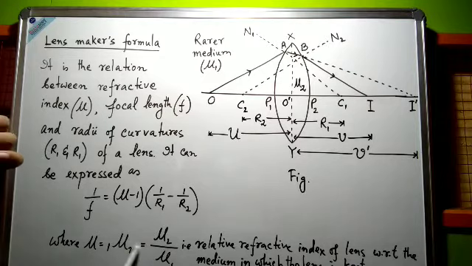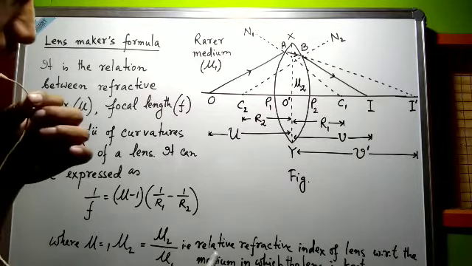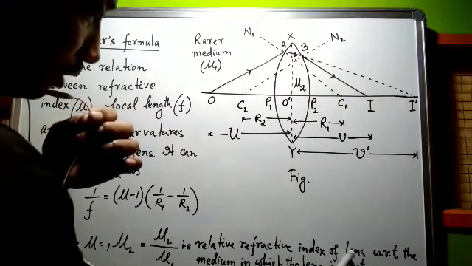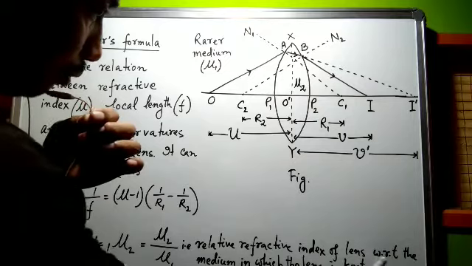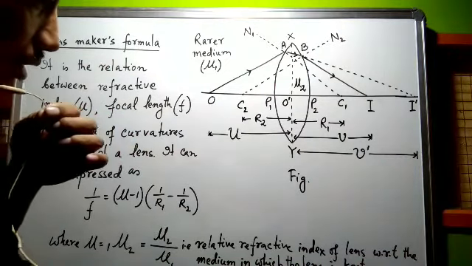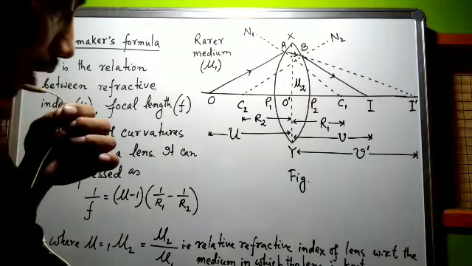It can also be expressed as the absolute refractive index of the lens, that is mu2, divided by the absolute refractive index of the rarer medium, that is mu1. So this mu, or mu21, may be read as the relative refractive index of the lens, that is mu2, with respect to the medium in which the lens is kept, that is the rarer medium mu1.